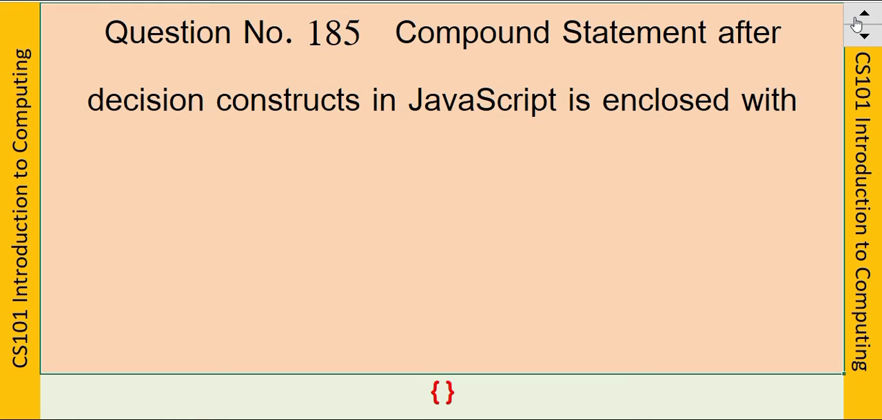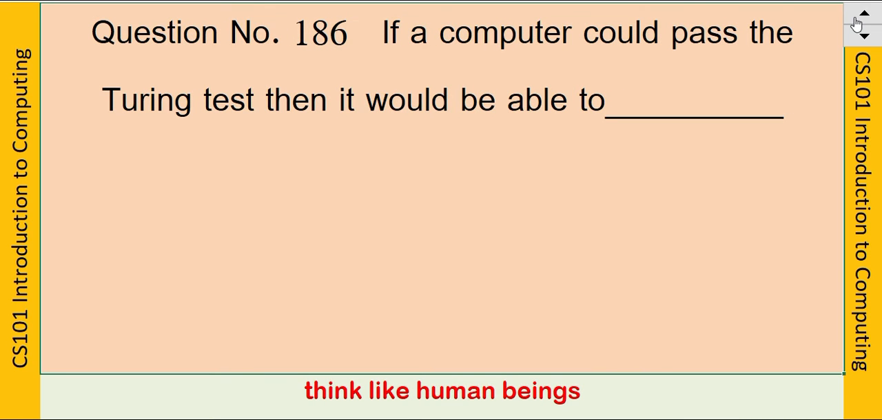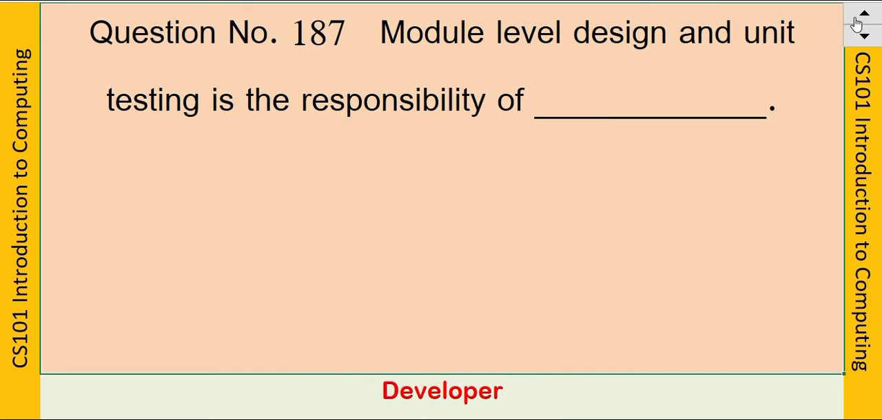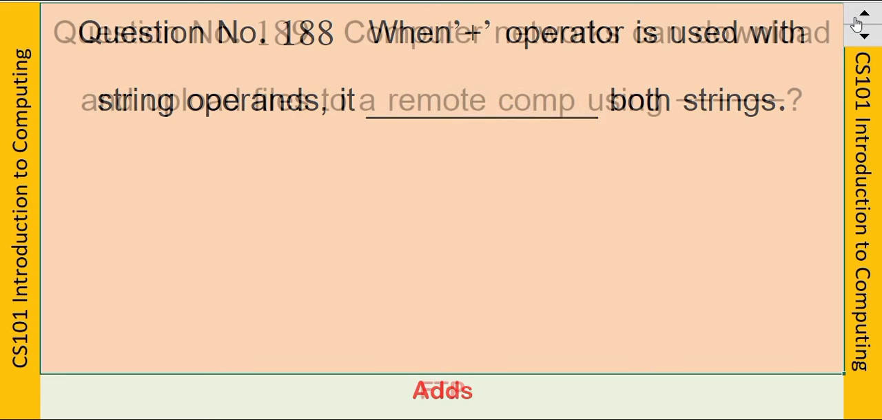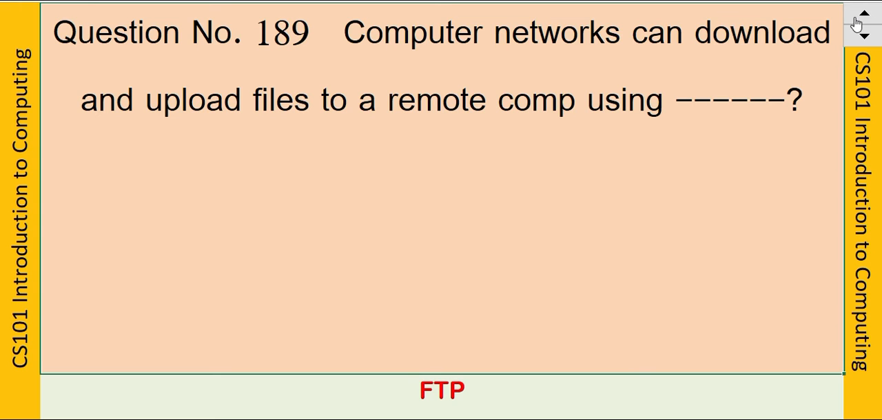True. Compound statement after decision constructs in JavaScript is enclosed with curly braces. If a computer could pass the Turing test, then it would be able to think like human beings. Module level design and unit testing is the responsibility of developer. When plus operator is used with string operands, it adds both strings. Computer networks can download and upload files to a remote computer using FTP.